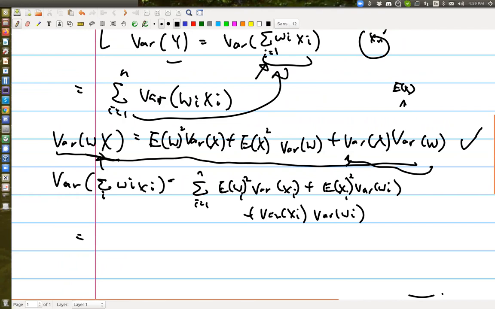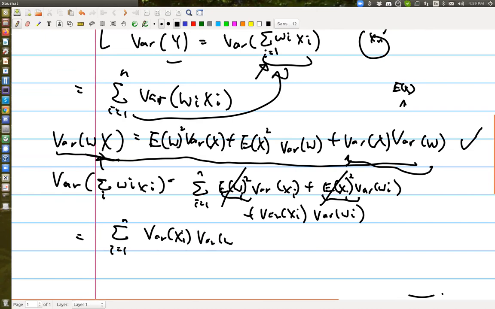I would say some of these terms I can just assume to be zero. First, let's assume things are zero mean. Assume your input is zero mean. If your input is zero mean, then this one will be zero. If I also assume the weight is zero mean, then this one is also zero. So the only thing left is just this one: the sum over i equal to 1 to n, of xi times wi.